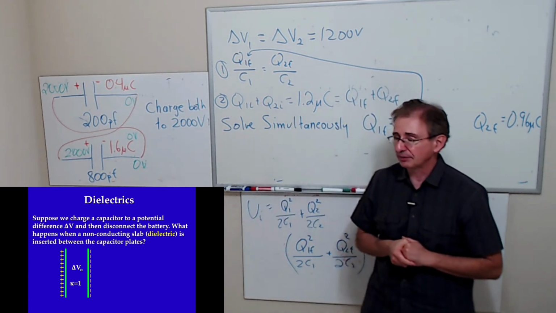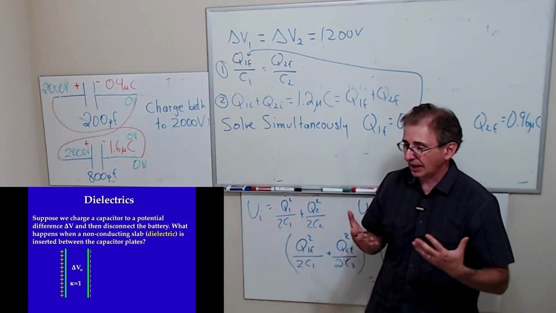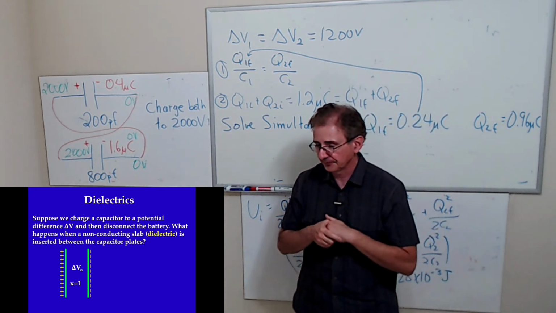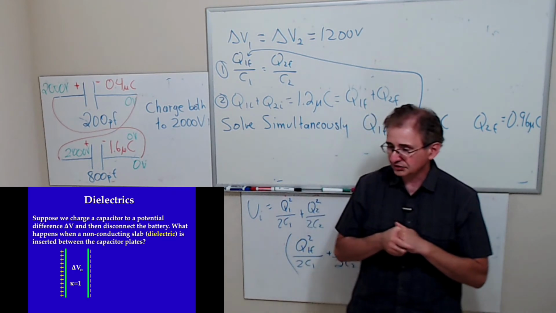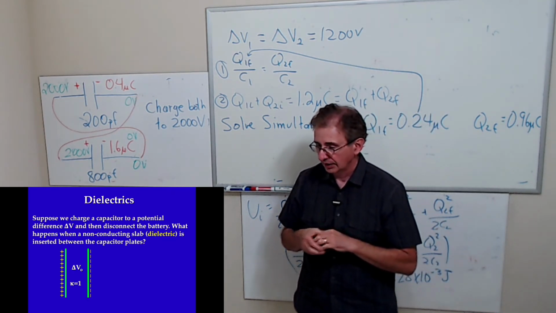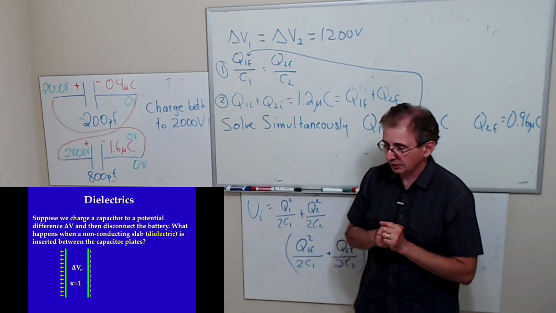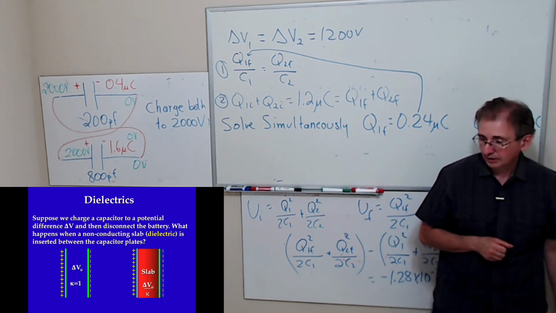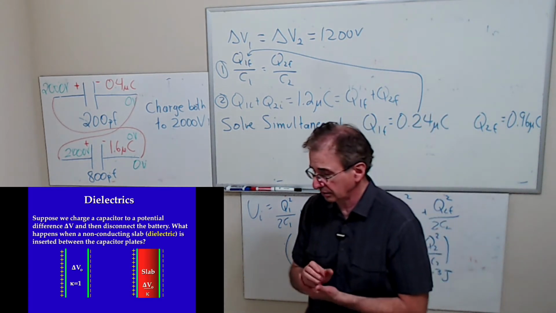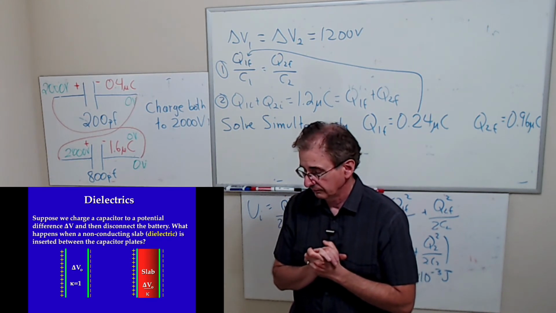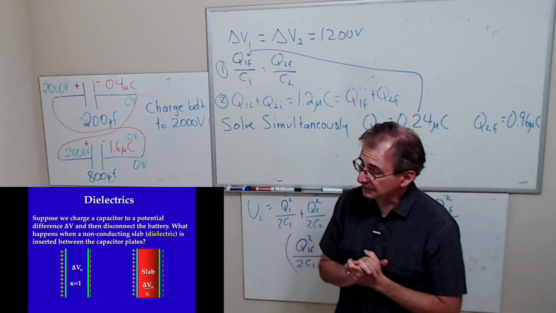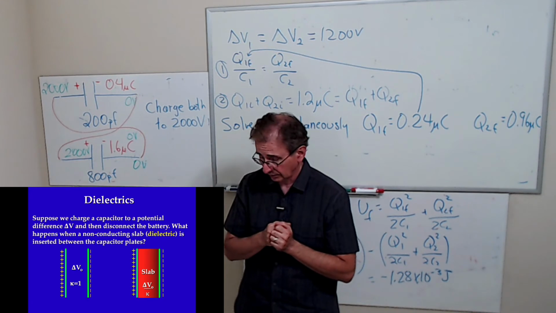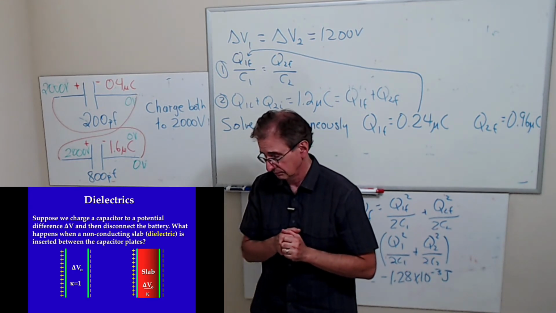All right, so what happens when we charge a capacitor to some potential difference, delta V? We disconnect the battery and then insert a dielectric in between the plates of the capacitor. It turns out, if you do an experiment, the capacitance will increase. In fact, if you're able to measure the voltage, it will actually decrease between the plates.